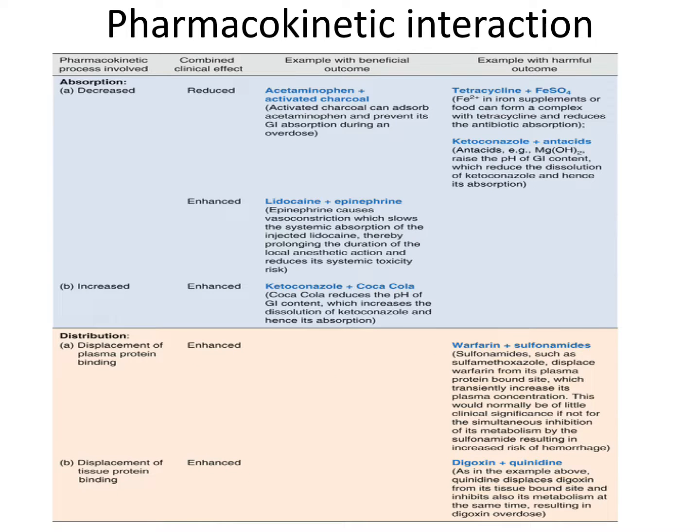Let us go through some examples of pharmacokinetic interactions. One example is interference in absorption, where there is a decrease in absorption. With acetaminophen and activated charcoal given simultaneously, activated charcoal can adsorb acetaminophen and thereby prevent its gastrointestinal absorption during an overdose of acetaminophen. So this prevents the poisoning because of acetaminophen.